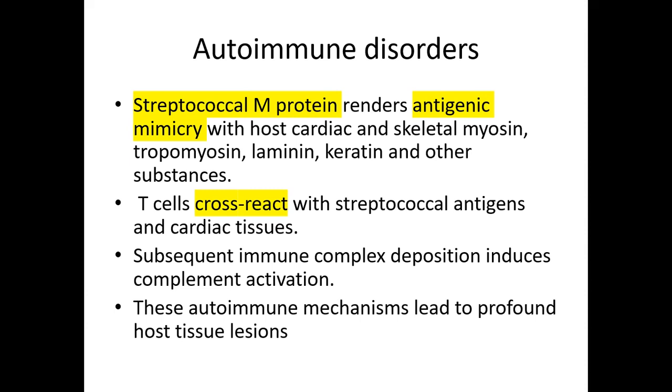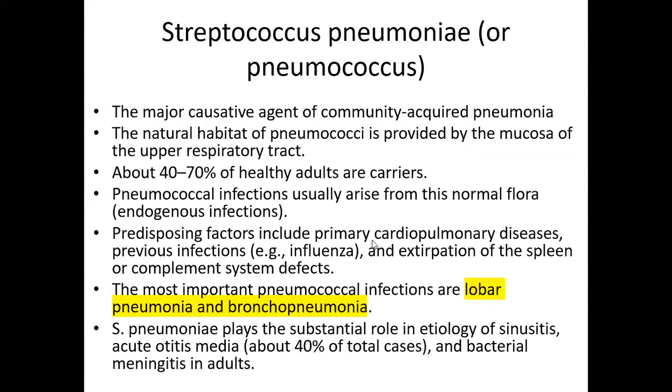So T cells, for example, and antibodies are sensitive to the M protein of streptococci, but the M protein looks like a host cell antigen. And when all M proteins are eliminated from the organism, the immune system continues to work, but it is aggressive against host cells. And this is autoimmune disorders.